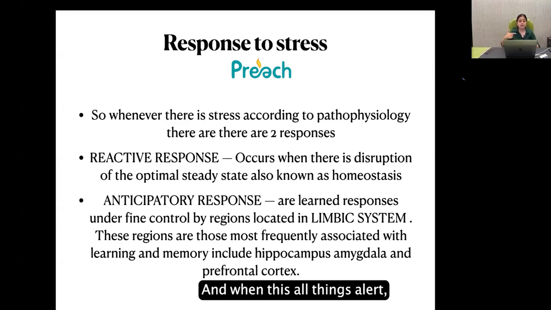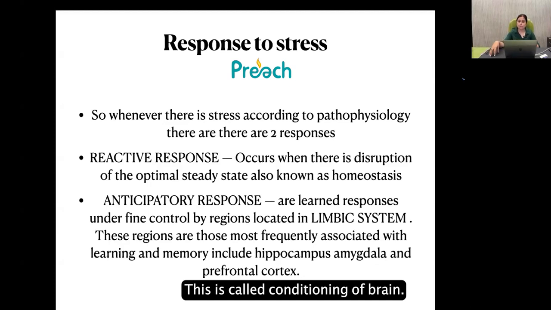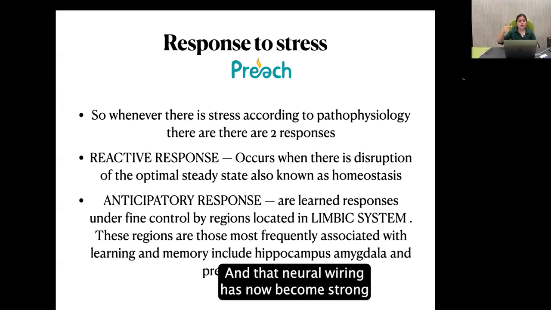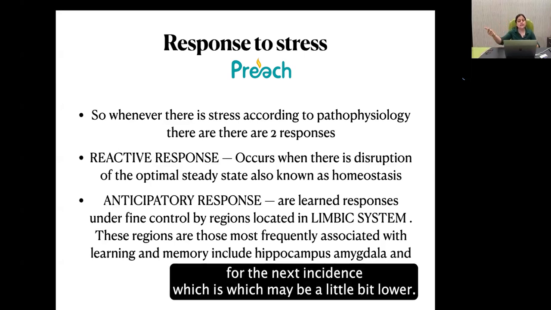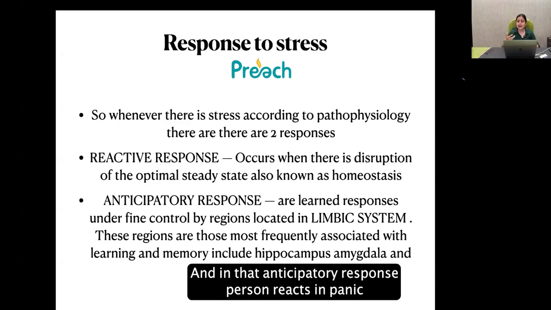And when all this is alerted, even if the child has not got an injury, all these circuits come again and again. This is called conditioning of the brain. This is the anticipatory response. Why? Because the first incidence has already created a neural wiring in your brain, and that neural wiring has now become strong for the next incidence, which may be a little bit lower also. This is called anticipatory response, and in it the person reacts in panic.